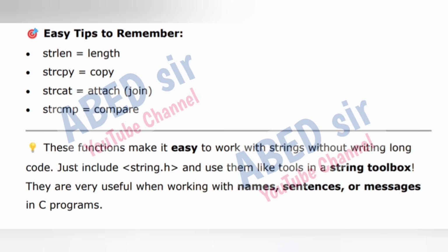strlen is equal to length. strcpy is equal to copy. strcat is equal to attach, join. strcmp is equal to compare. These functions make it easy to work with strings without writing long code. Just include string.h and use them like tools in a string toolbox. They are very useful when working with names, sentences, or messages in C programs.